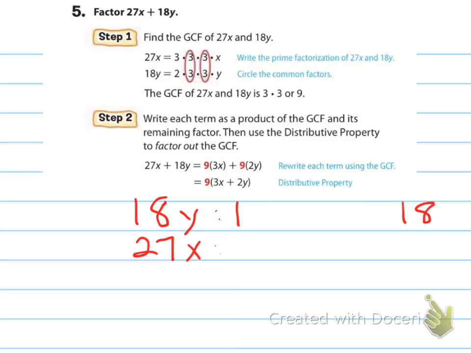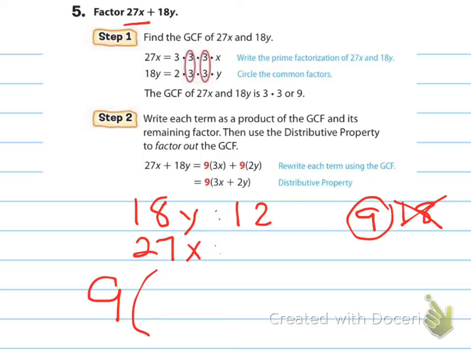So I know it's 1 and 18. 18 doesn't go into 27, so it is not a factor of 27, so I'm going to move on. 2 times 9. 9 is a factor of 27, and so that's the biggest one that we're going to work with. So I know that 9 is going to be on the outside of my parentheses. So now I'm going to do 27 times x divided by 9. That's going to be 3 times x because the x doesn't go away. Plus 18y divided by 9 is going to be 2y. And so there's what I'm left with. 9 times, in parentheses, 3x plus 2y.